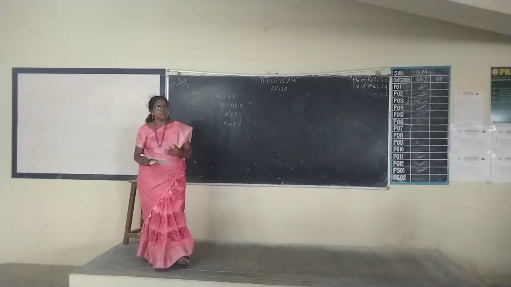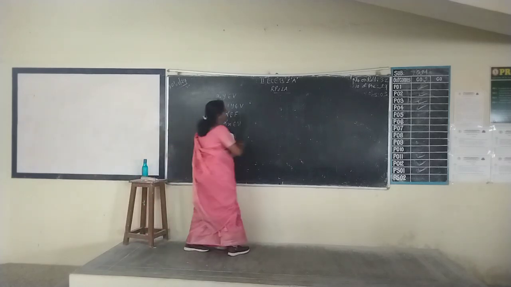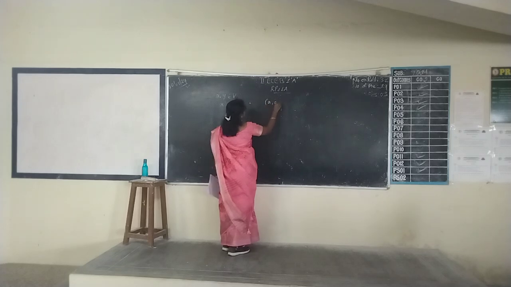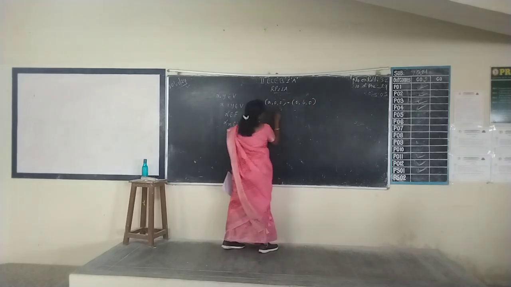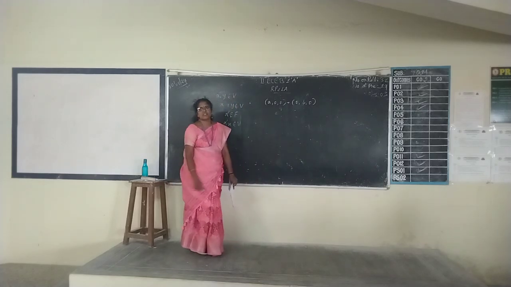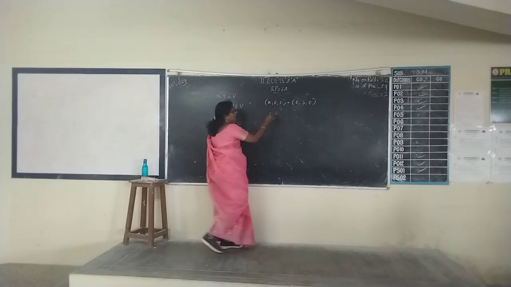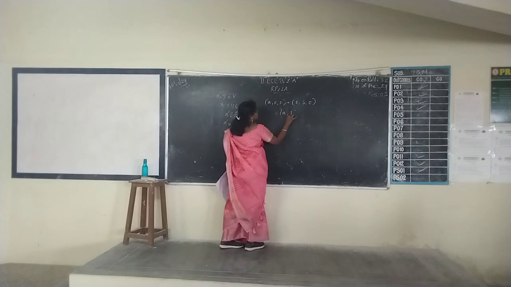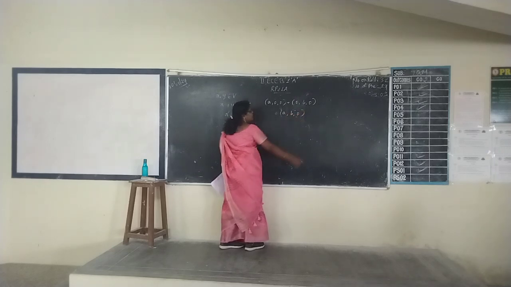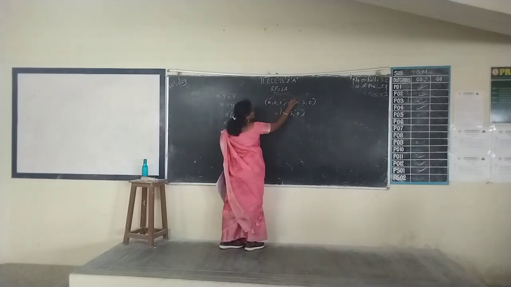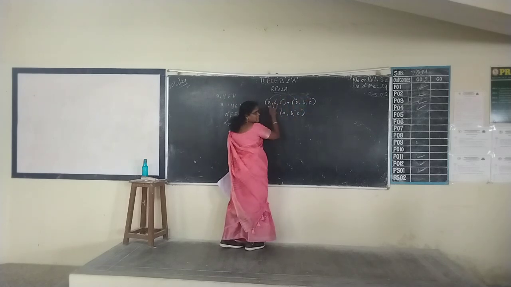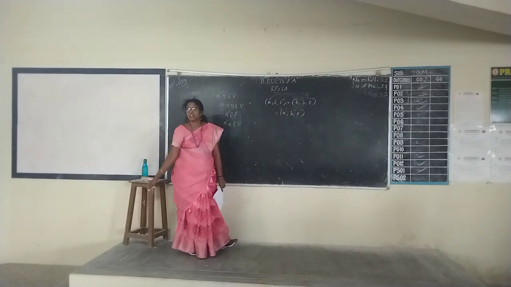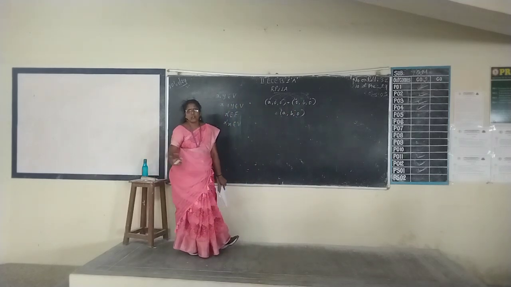For that we are going to take some more conditions. Before that, how will you add these vectors? Vector addition: a, b, 0. How do you add it? First element to first, second to second, and third to third: a plus 0, 0 plus b, and 0 plus 0. Everyone knows vector addition, like normal addition.